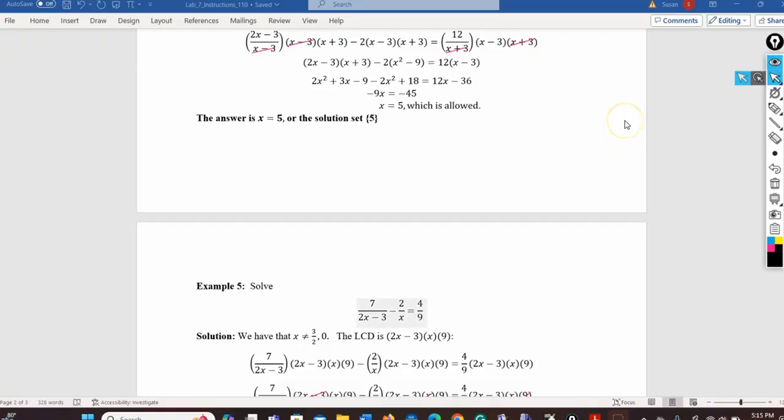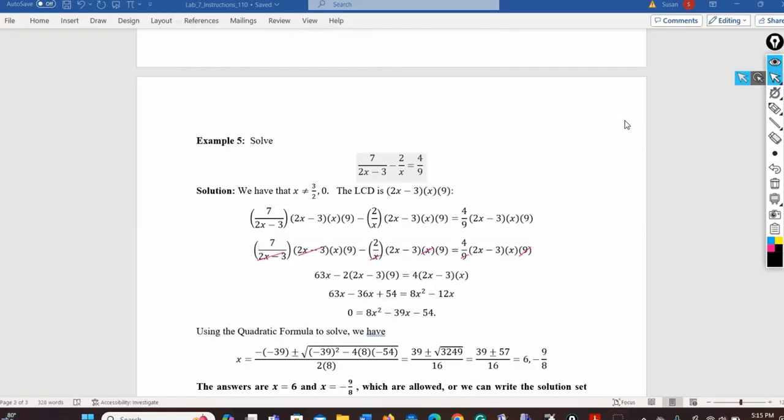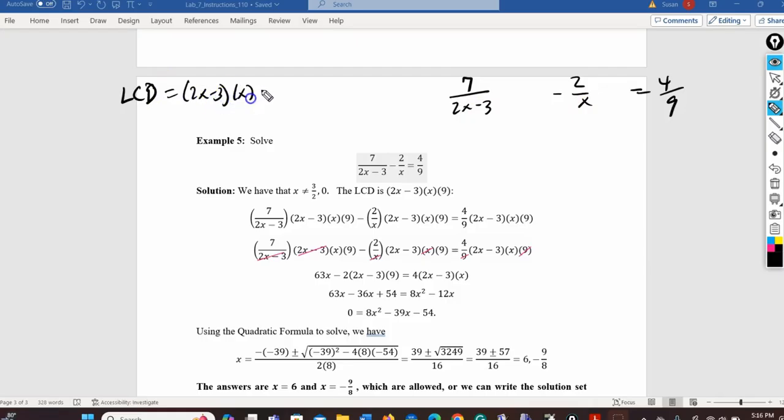All right. Let's solve this one. Again, I'll do it up here where it's bigger. Give some space. Okay. My LCD, my lowest common denominator, is going to be the product of all of these. So I'm going to multiply every term by that.